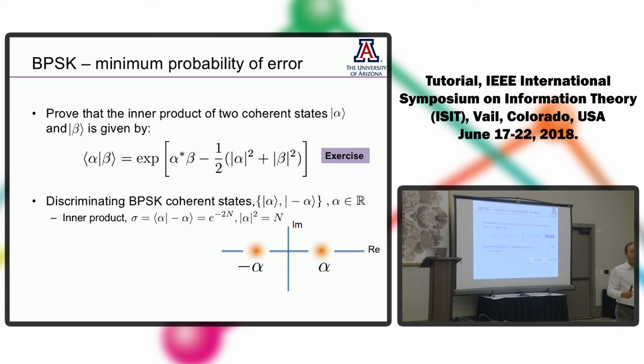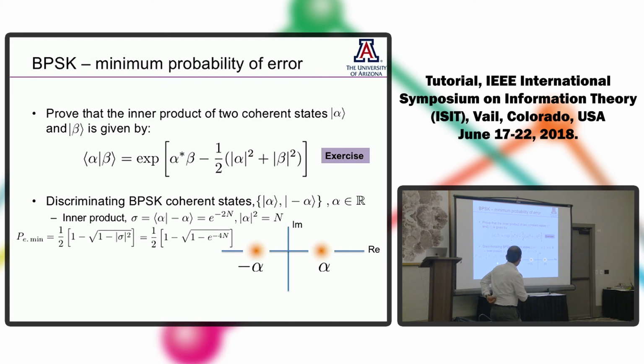But for any fixed alpha, any finite alpha, the 2 coherent states alpha and minus alpha cannot be distinguished with 0 error probability because they are not orthogonal. Their inner product is given by this. Now we already know what is the minimum error probability of discriminating between this. We did this exercise in the morning. We got this formula, if you remember. I'm just going to substitute sigma as e to the minus 2n. I'm going to get that formula.